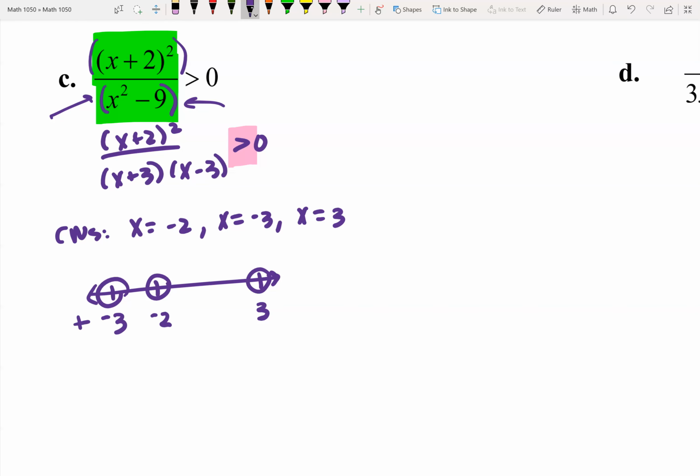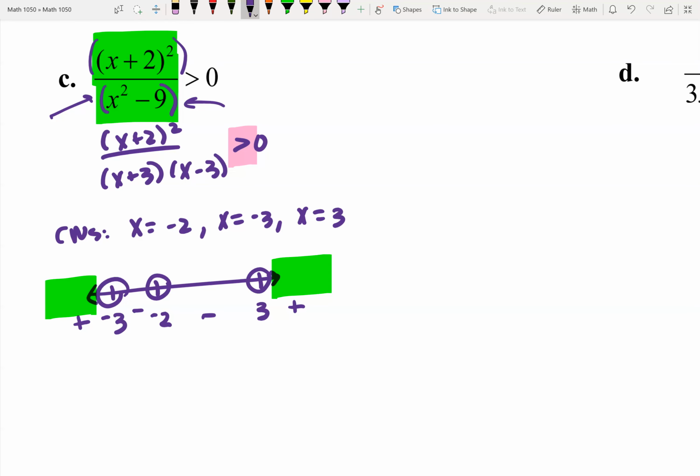Okay, so this was a positive. In between a -2 and a -3, -2.5. So everybody go -2.5, store, enter, up, enter, and I get a negative. Next region, I'll do a 0. 0, store, enter, up, enter. I got a negative. To the right, 4, store, enter, up, enter, and I got a positive. Okay, I'm looking for greater than 0, which is positive. So that would be here and here.